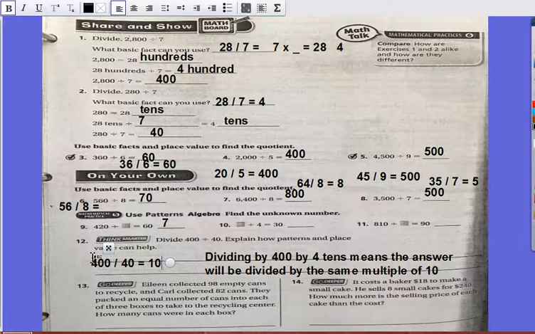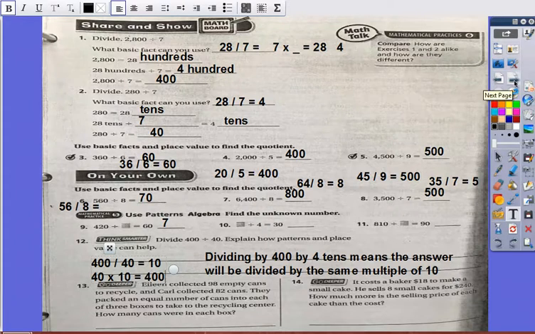Remember when I did 400 divided by 4, so 4 times 100 was 400, so now I just need 40 times what is 400. 40 times 10 equals 400. I don't know about you, but I always use multiplication to help me out on these division problems. So dividing 400 by 4 tens, that means 4 times 10, means the answer will be divided by the same multiple of 10. Remember, multiples are what you use to get to the answer, so taking it times 10.